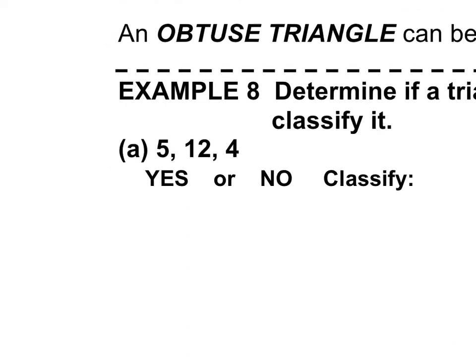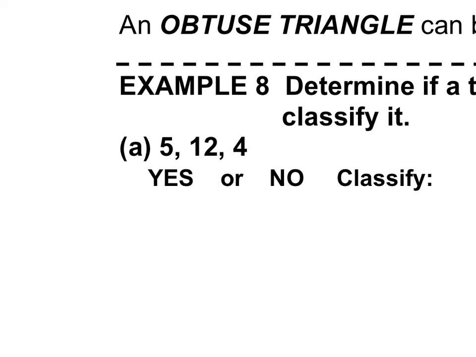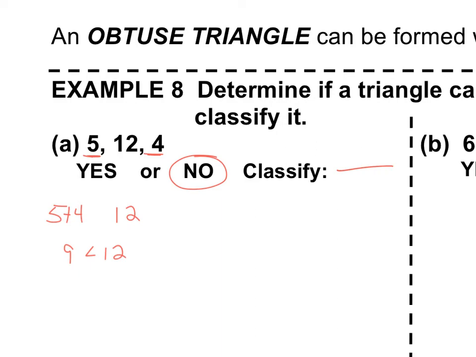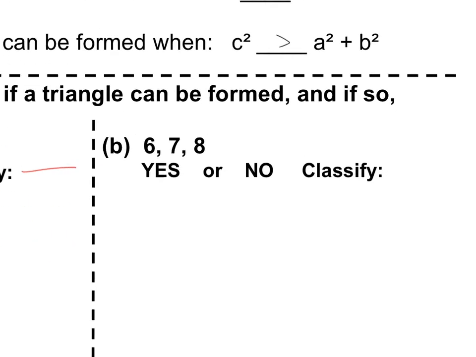So the first one, I have 5, 12, and 4. Well, I need to pick the two smaller sides first, 5 plus 4. I need to compare them to the longest side, 12. Well, 9 is what you get from 5 plus 4, and that is less than 12, meaning that we do not have a triangle, which means we can stop because it cannot be classified. Let's look at the next one.